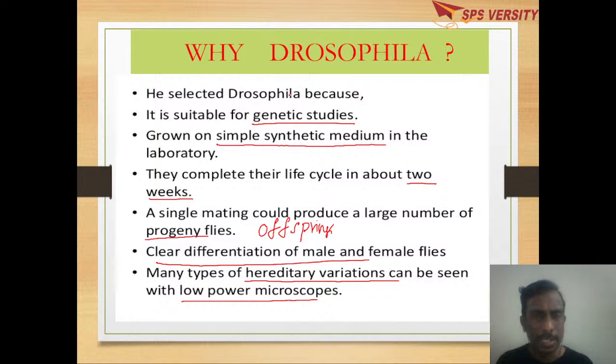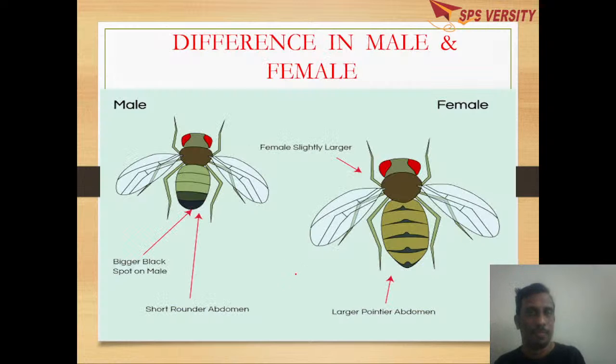Due to these reasons, as they can be grown in a simple synthetic medium, the life cycle is only 2 weeks, a single mating produces many progeny, there is clear differentiation between male and female, and hereditary variations can be seen with a low power microscope, he selected Drosophila as an experimental tool.